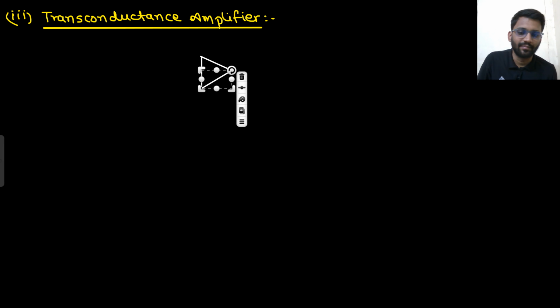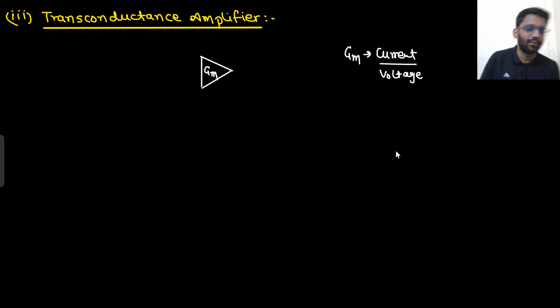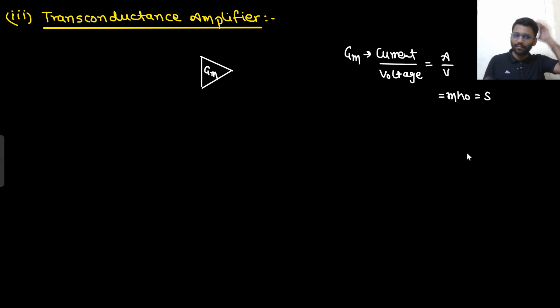I will show it by Gm. Why so? Because for transconductance, what will be your output? Output will be current and input will be voltage, right? So ampere by voltage, what do you call it? Mho or Siemens, S. You can show it by S, right? So what is the input? Input is the voltage. Transconductance, input is the voltage.